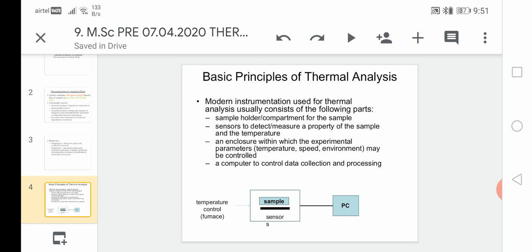If we talk about the basic principle of this thermal analysis technique, then we divide it into three parts: the temperature controlling unit, the sample holder unit, and the recorder unit. The temperature controller unit is nothing but a furnace. In this furnace there is a sample holder in which we place our sample, and this is connected to a PC to record the change in weight.